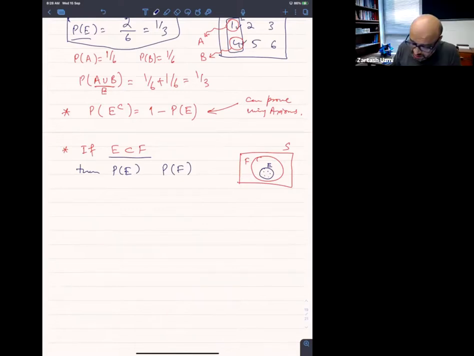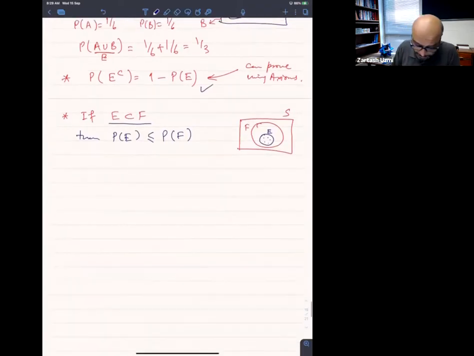So if E is a subset of F, this would be less than or equal to, and this would be less than or equal to. And we can prove this also by using the axioms and this result above. Again, the proof is in the notes. I'm not going to go over that.